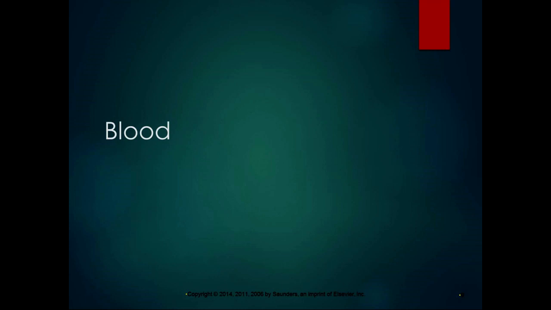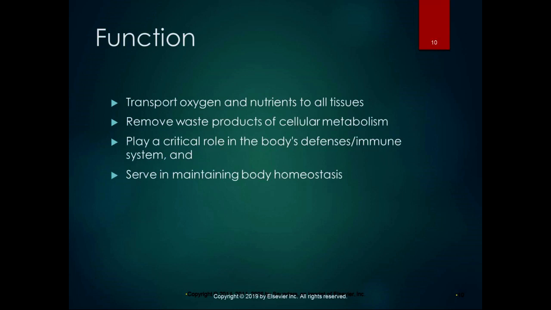So blood, here we are talking about blood. It's our major transport pathway for oxygen and nutrients to all tissues. It removes waste products of cellular metabolism, and it plays a critical role in the body's defenses and immune system, and it helps to maintain homeostasis. So it provides a mechanism for maintaining and controlling body temperature, distributing heat through the peripheral tissues. It's the medium through which body fluid levels and blood pressure are measured and adjusted by hormones and neural controls.